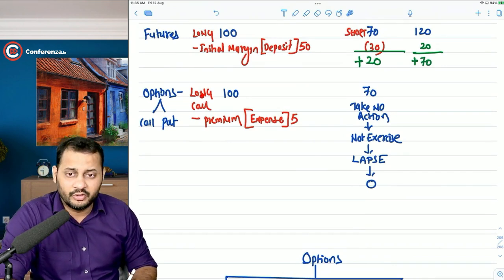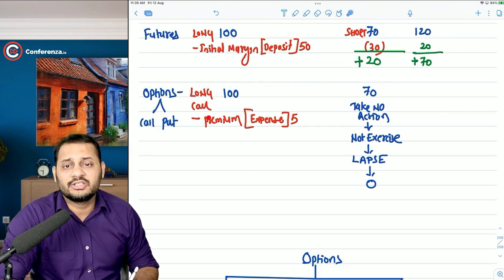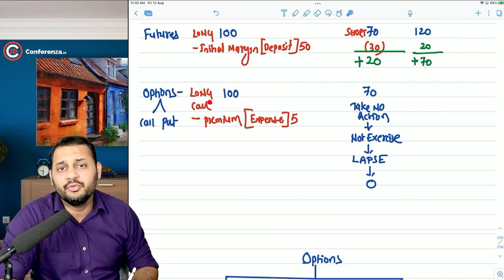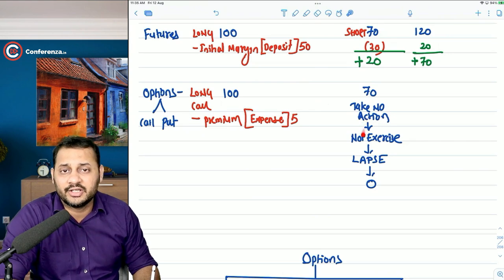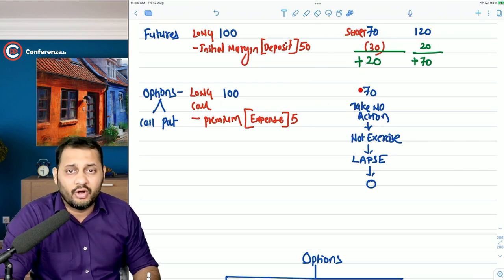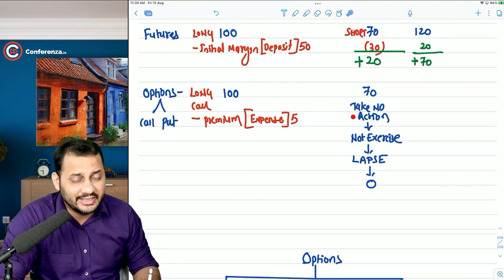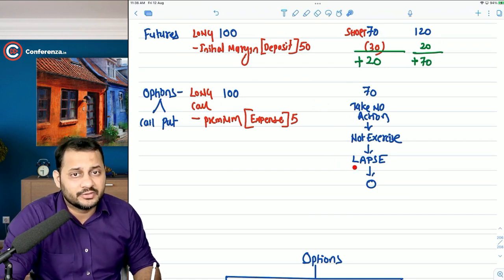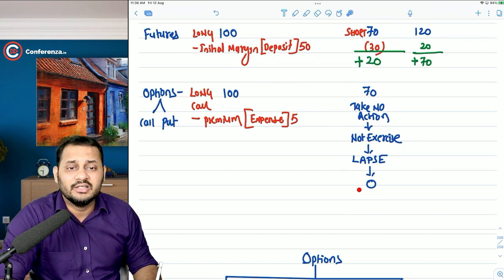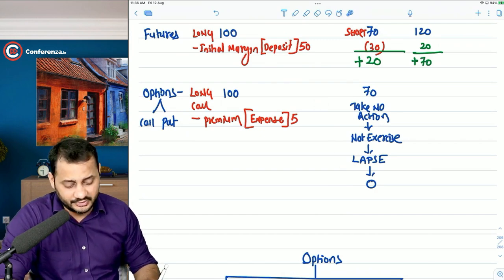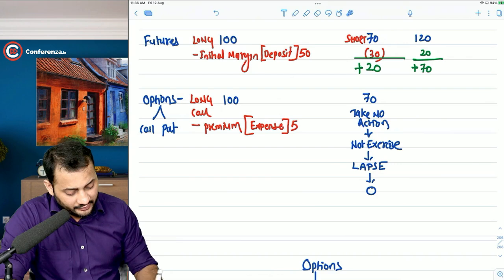Understand one thing. If you are going long on the call option, someone else somewhere is going short on this call. He is selling the option to you. You are buying the option. Okay. And the buyer of the option has to pay the premium because he gets the right to decide whether he has to take the action or not. So when there is a loss, it is very apparent that we are not going to take any action. That means we are not going to exercise the option. That means the option will lapse and there will be a zero cash flow in this case. If the market price goes to 120, what will happen?